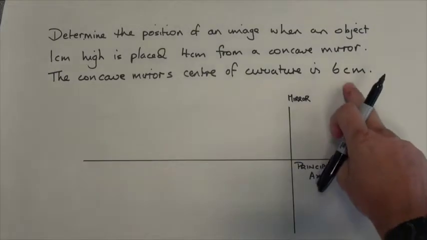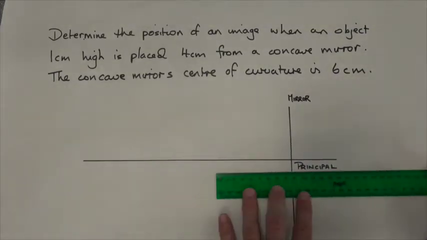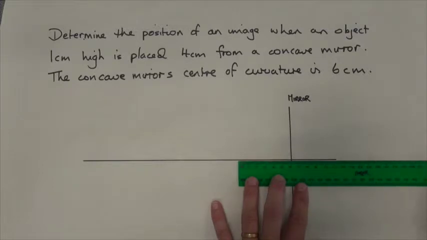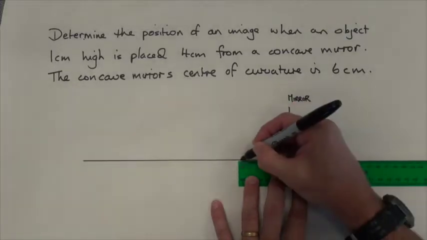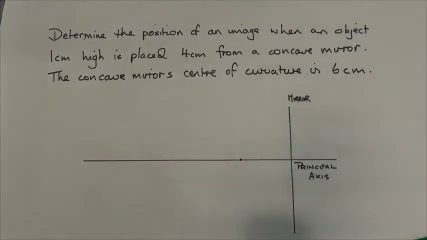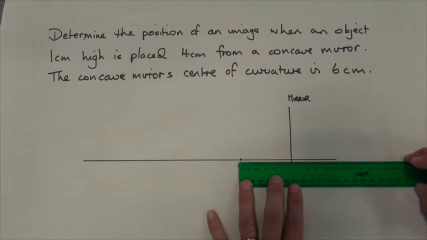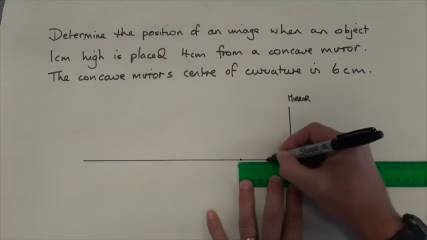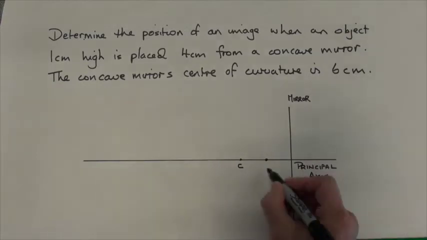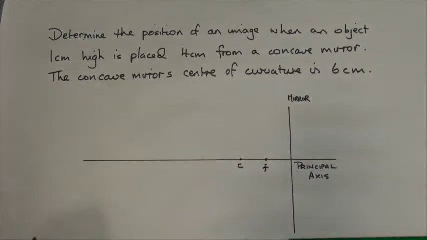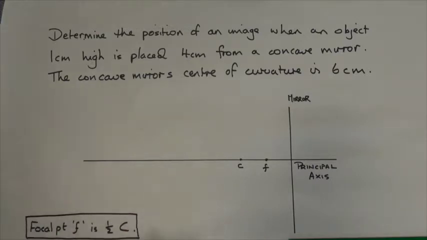Alright, now we know that the center of curvature is 6 centimeters. So I measure from the mirror a distance of 6 centimeters, mark a point, and I'm going to label that C for center of curvature. There we go. Now I need to know the focal point. Now I know from my theory that the focal point is half the center of curvature. So if the center of curvature is 6, then the focal point will be 3 centimeters from the mirror. So I put a dot and label it F. So let's just put a note down quickly to remind us that the focal point is half the center of curvature C.